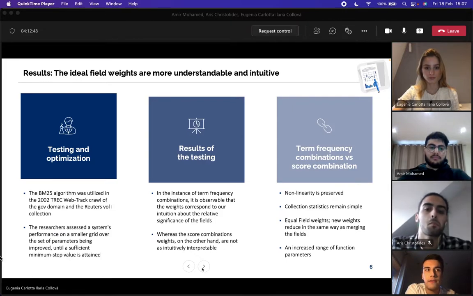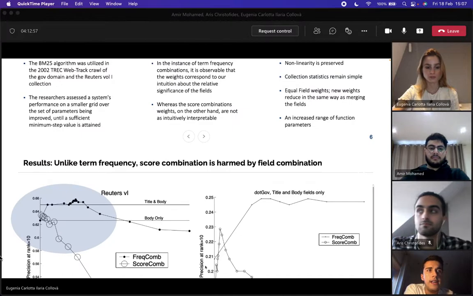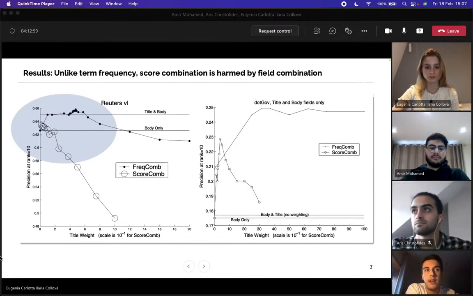For both term frequency combinations and score combinations, field weights are optimized in the same way, and both approaches have the same optimization cost. In the instance of term frequency combinations, it is observable that the weights correspond to our intuition about the relative significance of the fields. Title is weighted way higher than the body, whereas the score combinations weights, on the other hand, are not as intuitive.